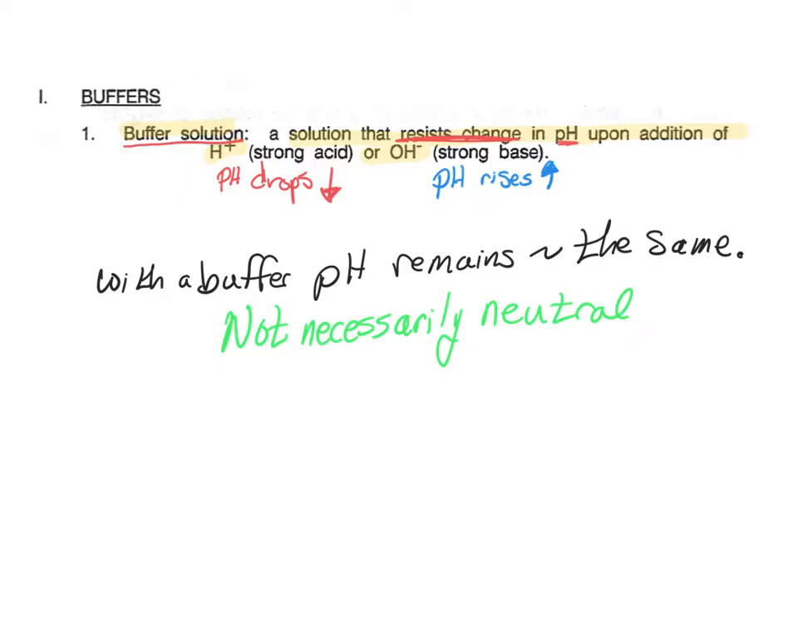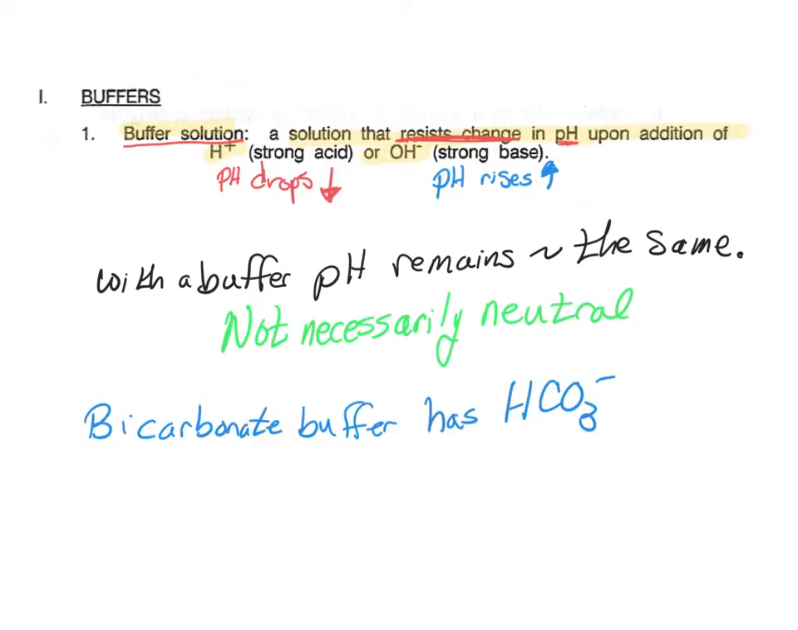Buffers are important in lots of ways. One of the most important buffers we see is the bicarbonate buffer, which is found in our blood and keeps the pH the same within our blood. That means that I can drink a glass of lemonade and not have my pH plummet, or I can have a cup of coffee and not have my pH rise up.